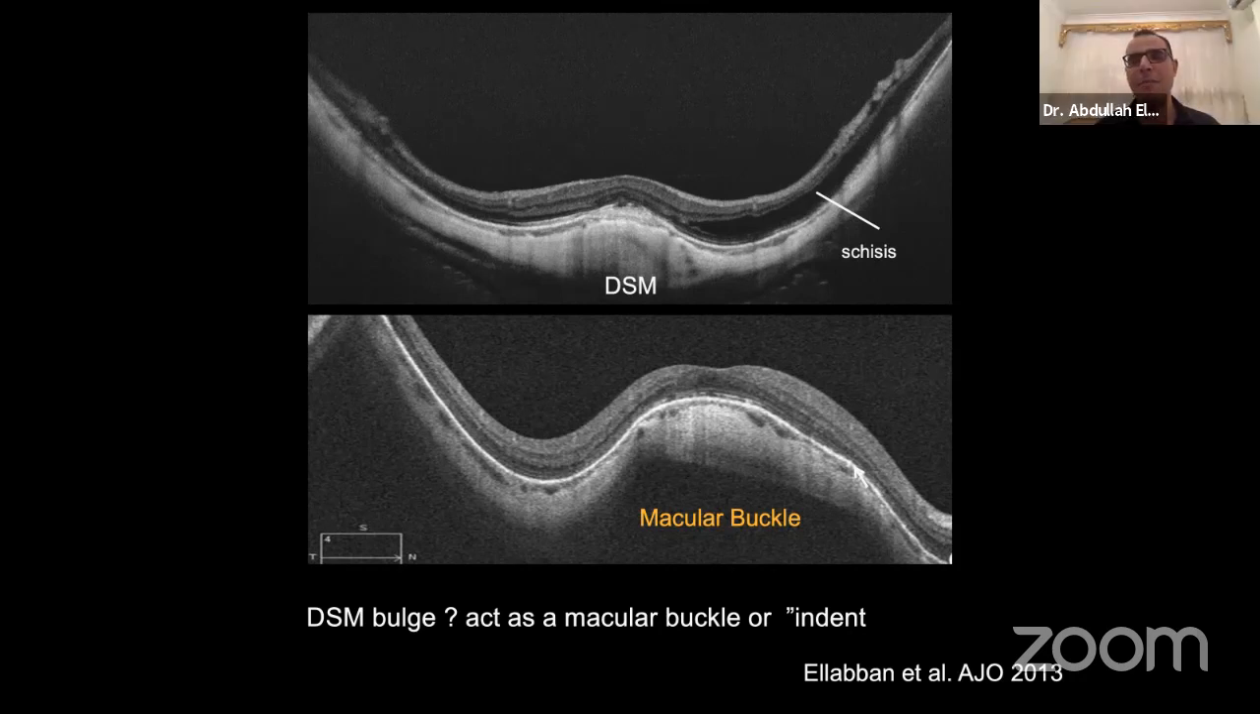If the results were in favor of one of the gases, definitely we would try to use it. But overall, the results were similar, although we got a better or quicker closure with the C3F8, but the difference was not really significant in terms of the visual outcome.